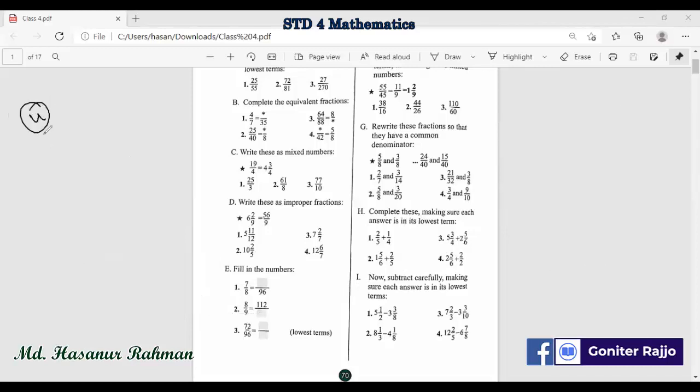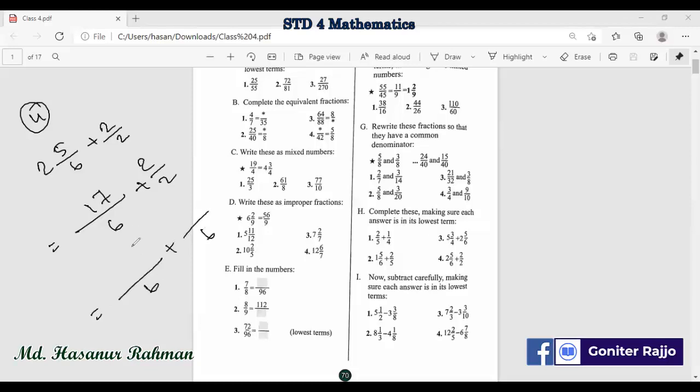Now number 4. Number 4 says 2 whole 5 by 6 plus 2 divided by 2. Now we have to convert this mixed fraction into an improper fraction. So 6 times 2 is 12 plus 5, that is 17, plus 2 by 2. So now we have to find out the LCM of 6 and 2, that is 6.